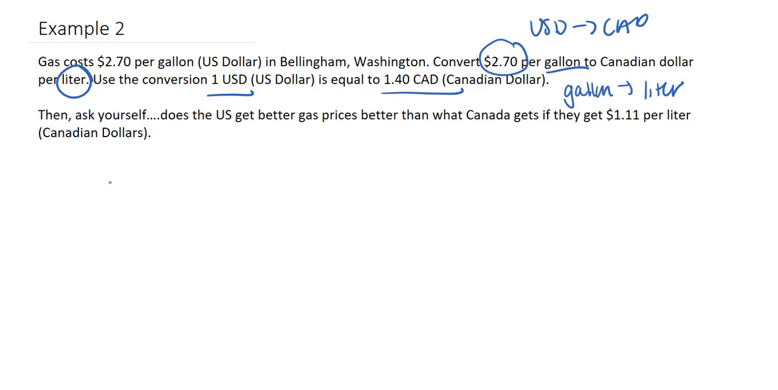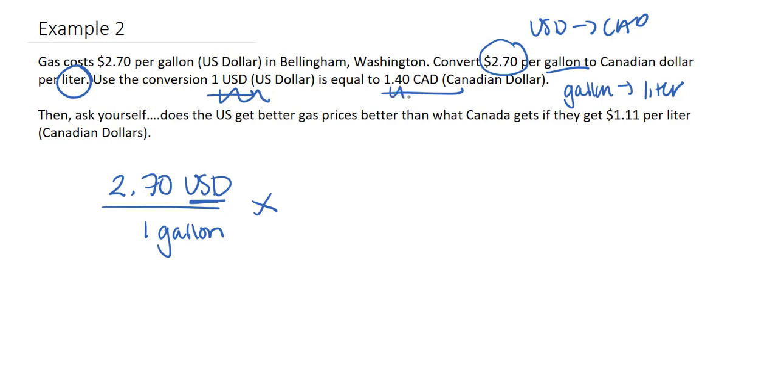So we know we have $2.70. Now this is US dollars. This is very important, per 1 gallon. Right, so this is our starting point. Now we need to go ahead and convert. So let's go ahead and convert with the US dollar first. So what do we know? Well, 1 US dollar is equal to $1.40 Canadian dollars. So what we're going to do is put the 1 USD on the bottom so we get rid of it here. Right, and we're going to put the Canadian dollar on the top, so $1.40, that's Canadian, on the top.